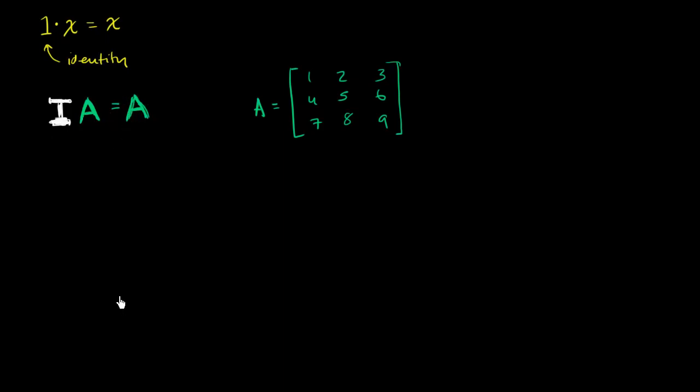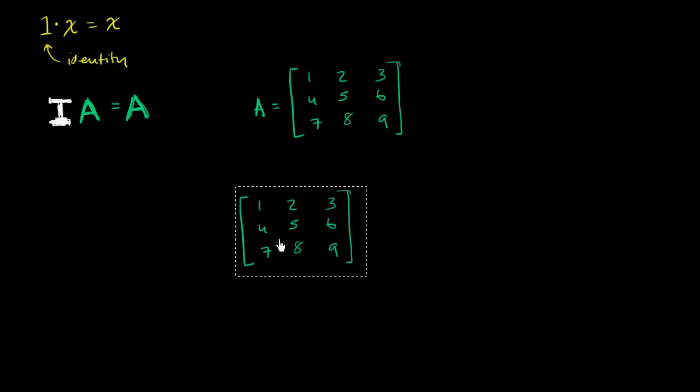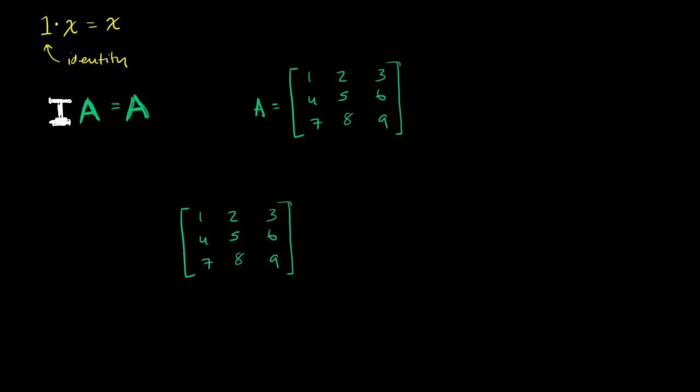So I'm assuming you've given a go at it. So let's think this through. So let's throw matrix A down there. And let's first think about what the dimensions are going to have to be. Well, when I multiply my matrix I times A right over here, I get A again. So I'm multiplying something times a 3 by 3 matrix, and I'm getting another 3 by 3 matrix.